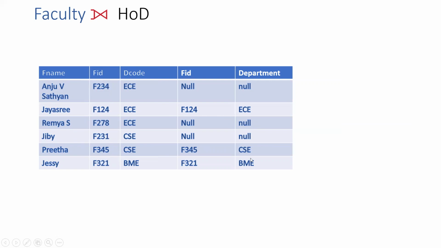That means we retain all the tuples in the left relation. Actually, this is useful where, suppose, we need to find the names of the faculty who are not HODs. So we can use this relation.